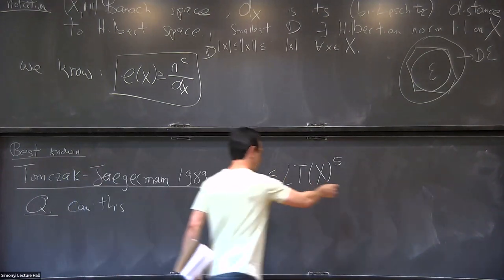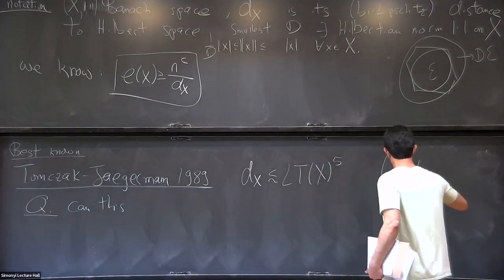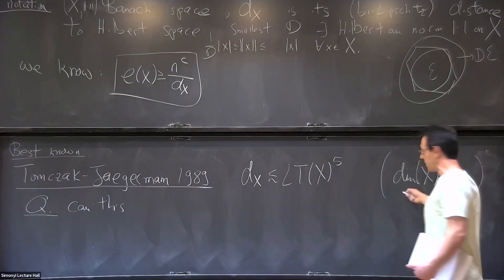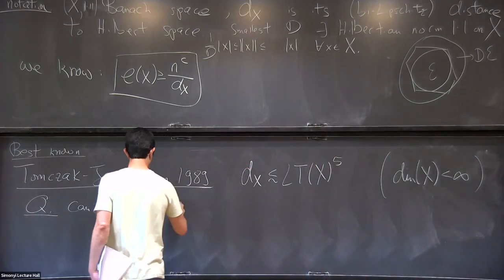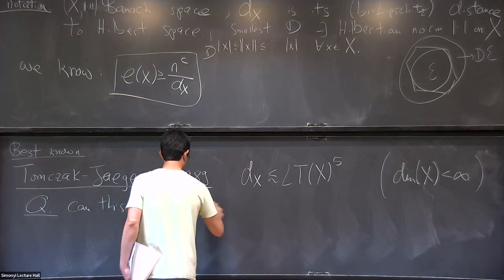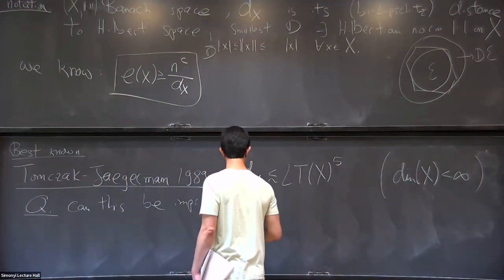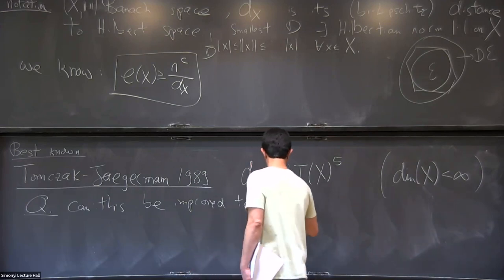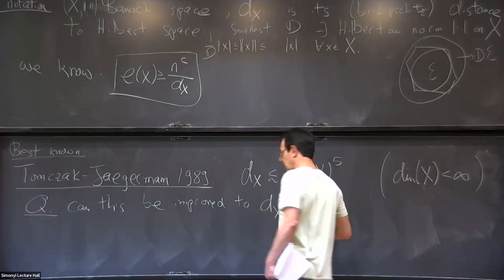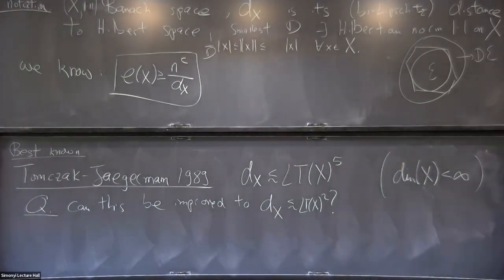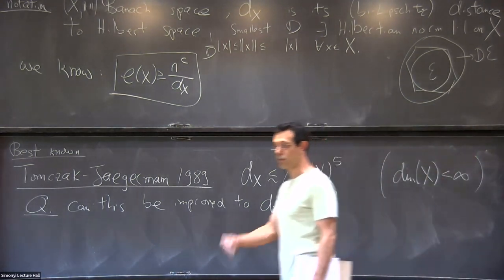As I said, here the dimension is finite, but of course the bounds don't depend on the dimension. So this is interesting for us. Can this be improved to d of x less than lt of x squared? I love this question. I'll say something about this later. I'll give a proposed way to prove it. I don't know how to do it yet, but I think there's a good chance.